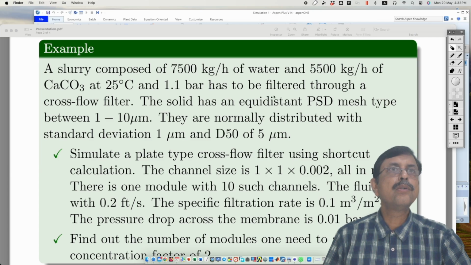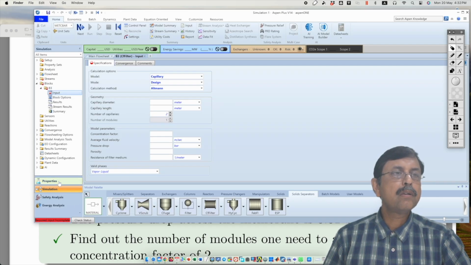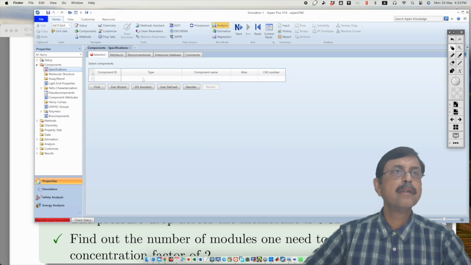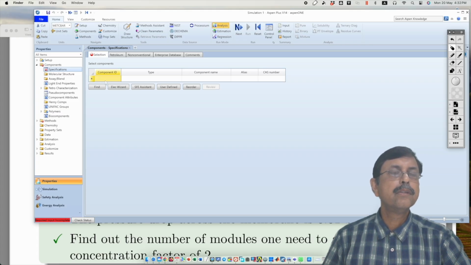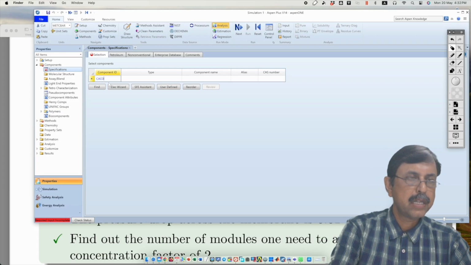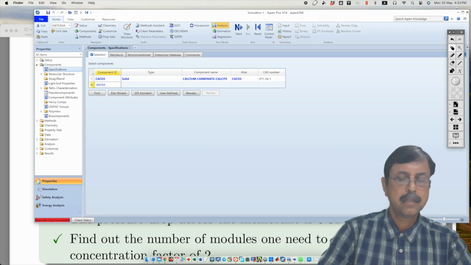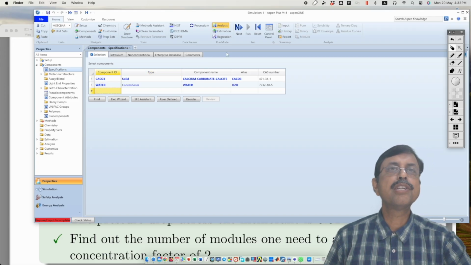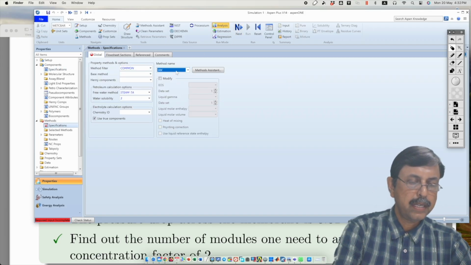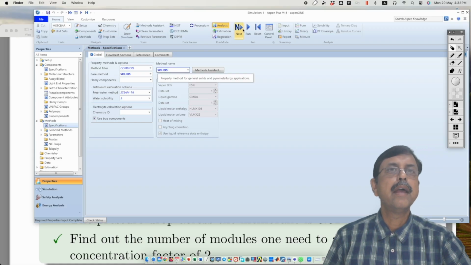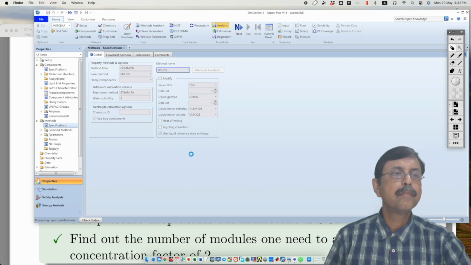For that, let us go to the Aspen Plus window, go to the properties. We have to enter calcium carbonate, which is solid, and water, which remains conventional. Press next, enter solid, and run. So property estimation is straightforward. Let us go to simulation.